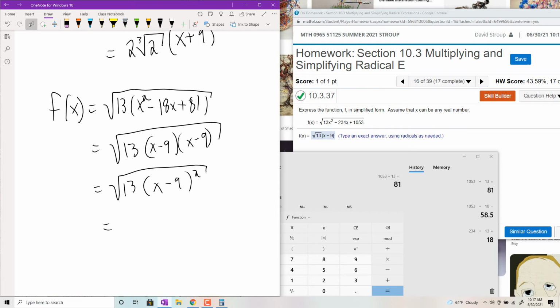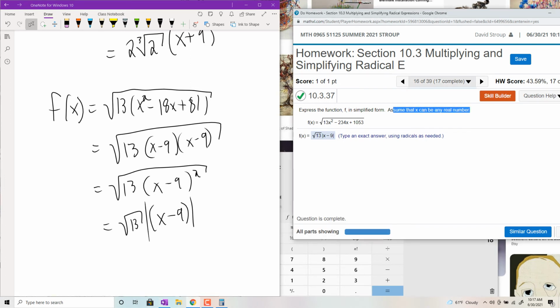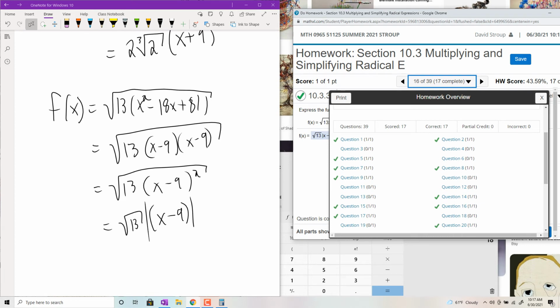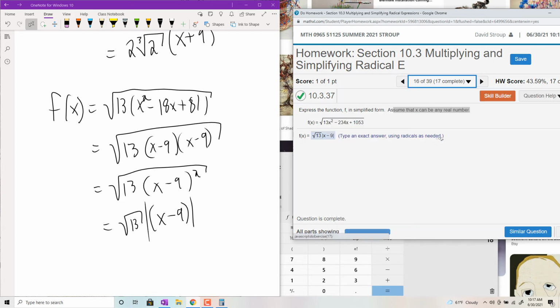Okay, so you're going to end up with the square root of 13 times x minus 9, but that x minus 9 has to be in absolute values because it's a square root of something squared. And it says assume x can be any real number. So when you see that, you have to get the absolute values involved. 16, 17.